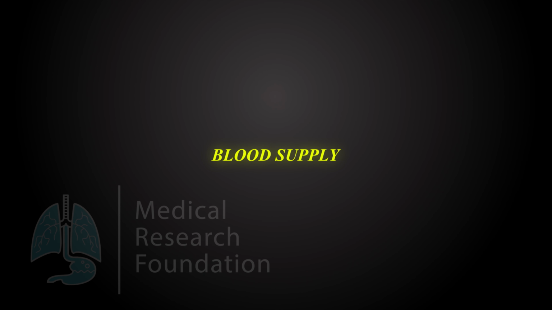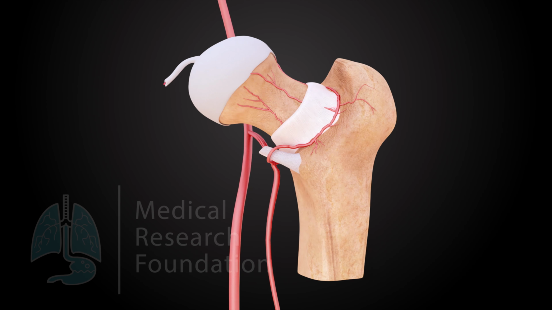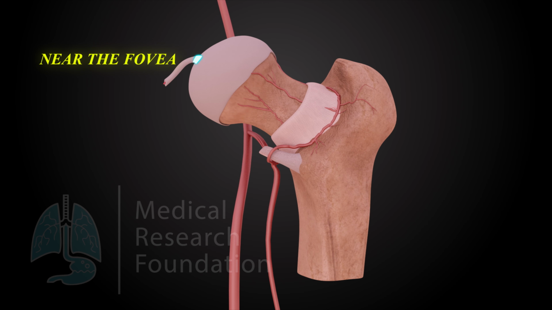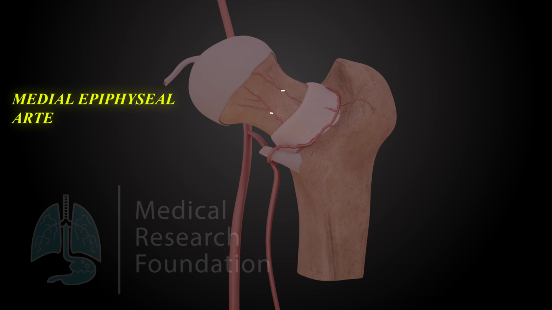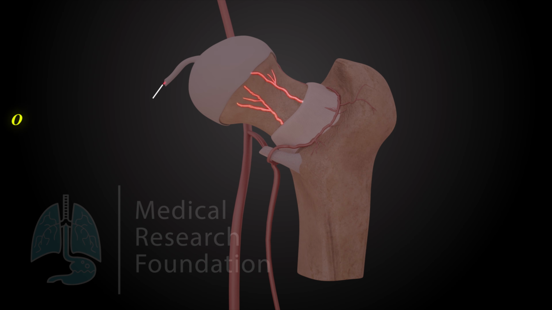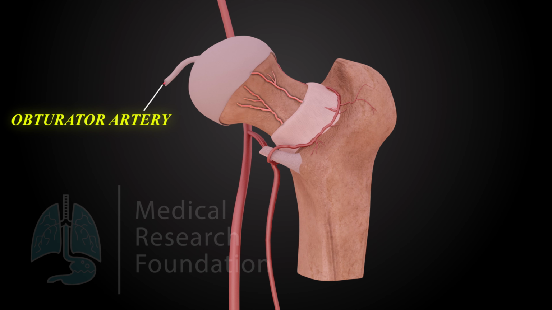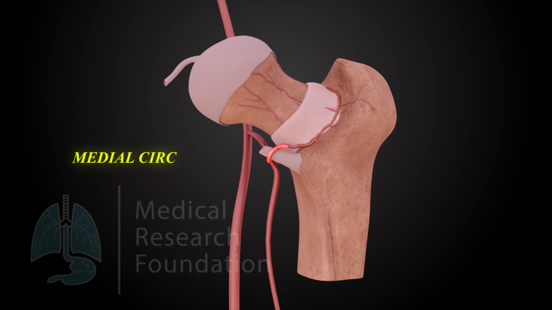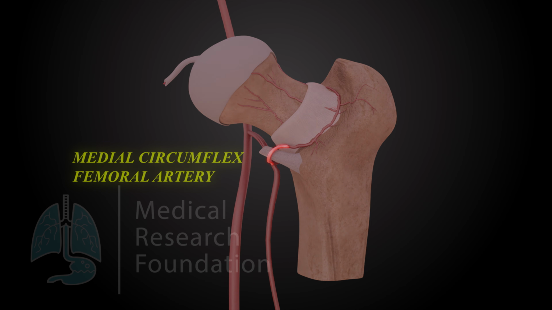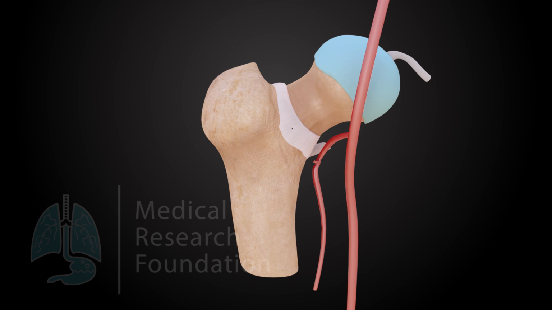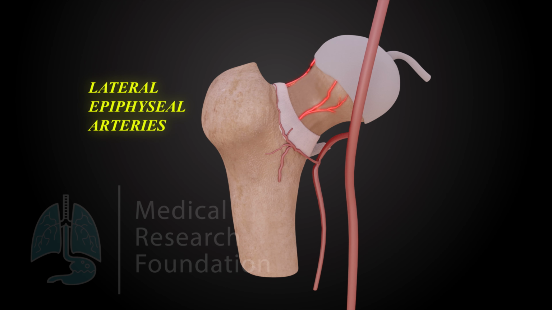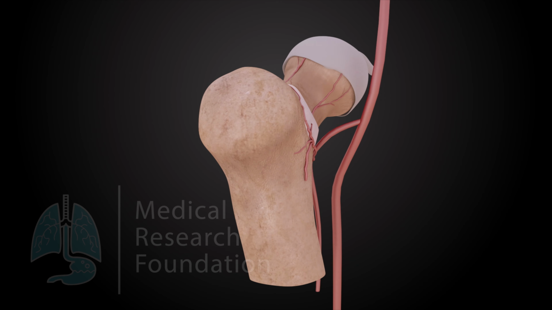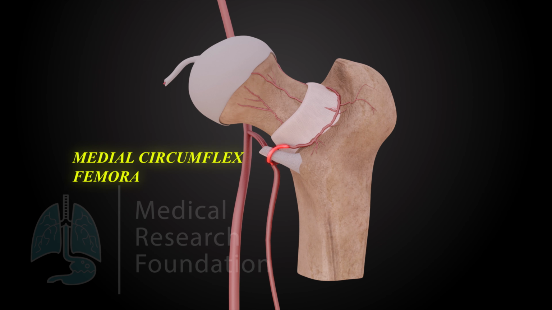Blood supply. The smaller medial part of the head, near the fovea, is supplied by medial epiphyseal arteries, derived from the posterior division of the obturator artery and from the ascending branch of the medial circumflex femoral artery. The larger lateral part of the head is supplied by lateral epiphyseal arteries, which are derived from the retinacular branches of the medial circumflex femoral artery.